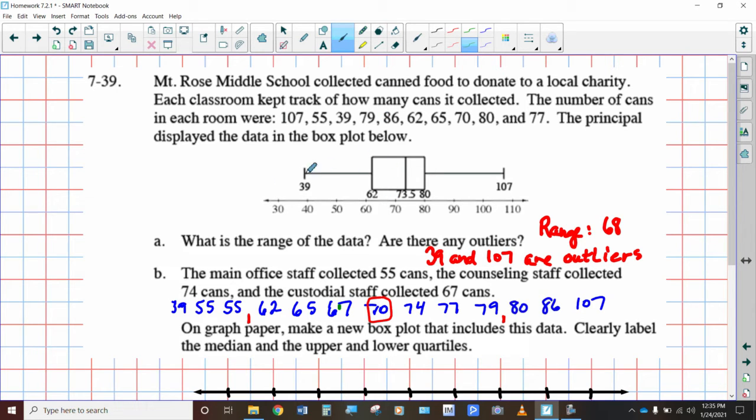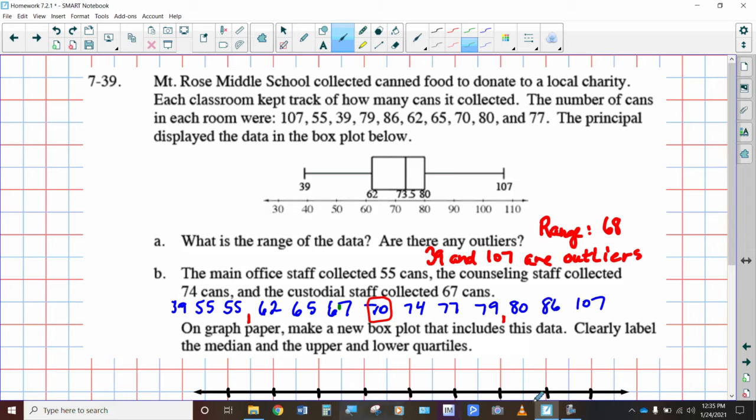So first of all, the box plot was already created. So let's take a look. We see the minimum was 39, right? The maximum was 107. The median is 73.5. So when you put these in order from least to greatest, the median is actually between 2 numbers. It's between the 70 and the 77. So the halfway point between those two would be 73.5.